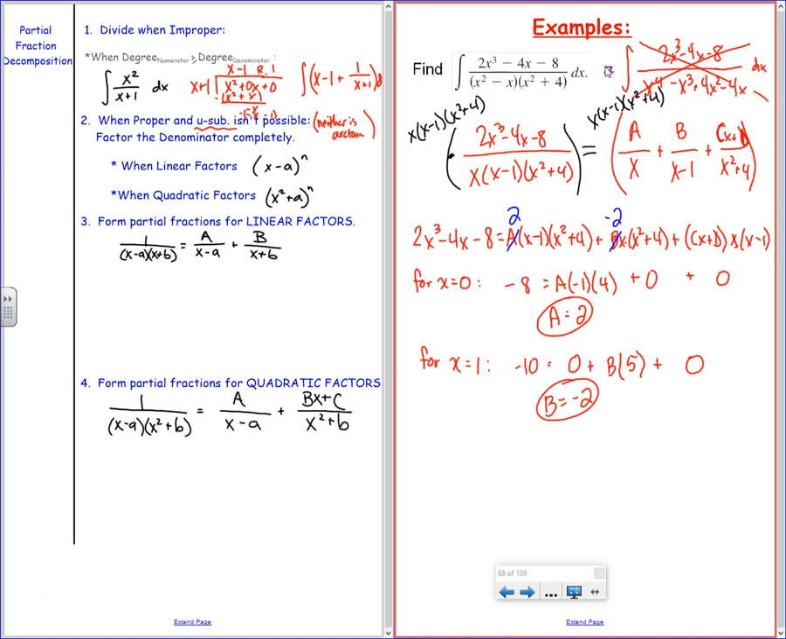Now here's the dilemma. I would love to plug in another 0 to cancel out, but I can't. How many variables do I need? C and D. How many x's am I going to plug in? 2 of them. What 2? As easy as possible. What do you guys think? Negative 1, 2, 3, negative 2? Negative 1. Let's do negative 1 first. And you guys can choose what you want for the other one.